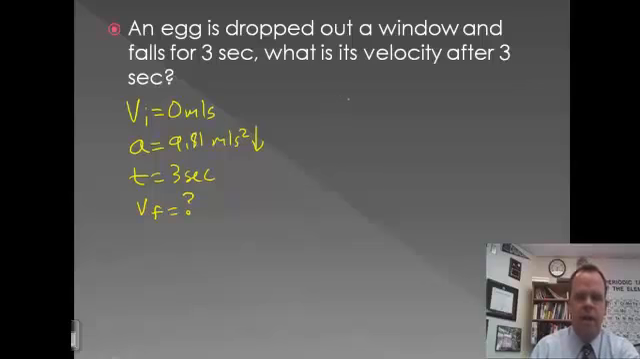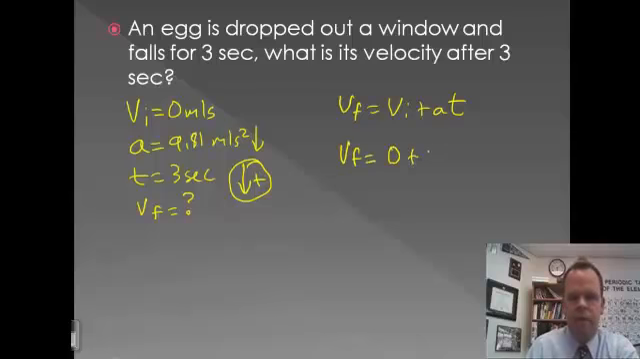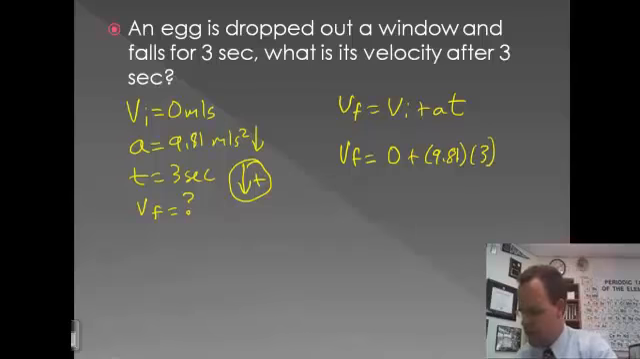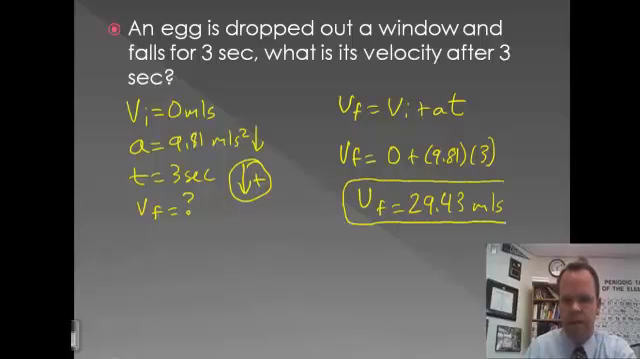So the equation we have that has all of these is v final equals v initial plus at. Now everything is down, so I'm going to make down positive in this case. So everything that's down will be positive, and the only thing that has direction here is acceleration. So v final equals 0 plus 9.81 times 3, giving me a final velocity of down 29.43 meters per second. I know it's down because it's positive.